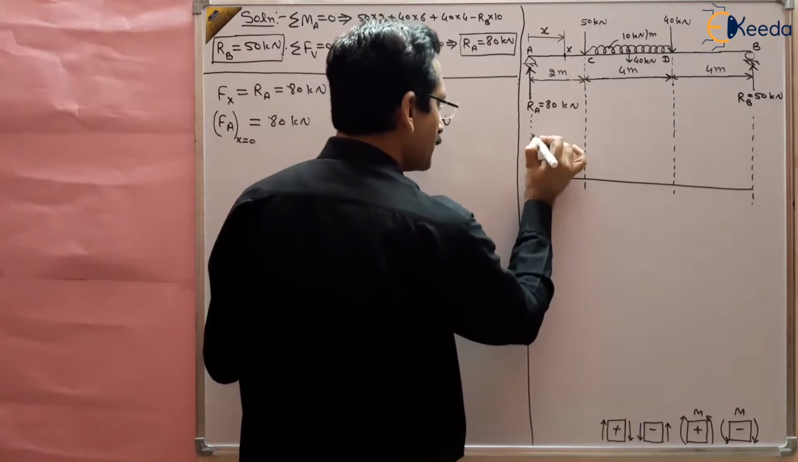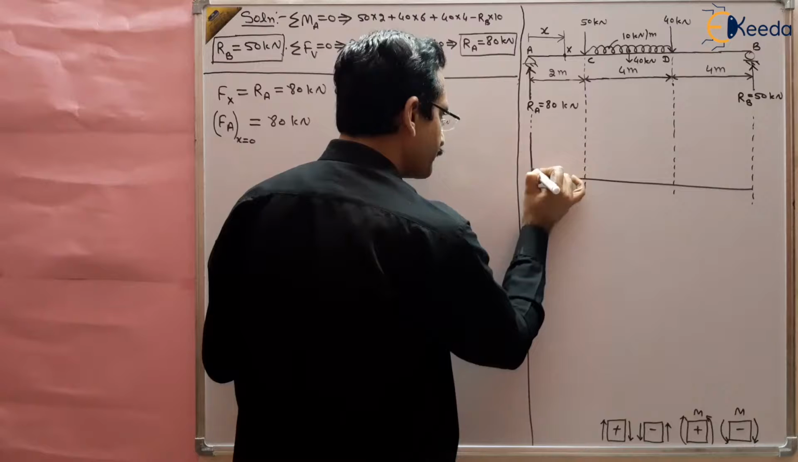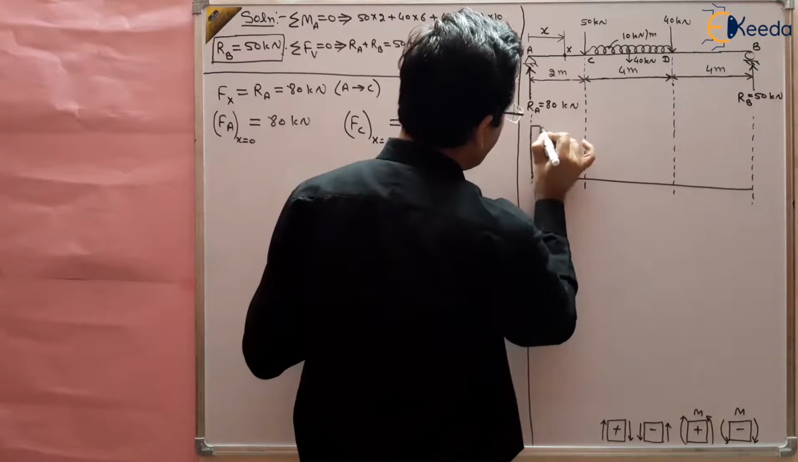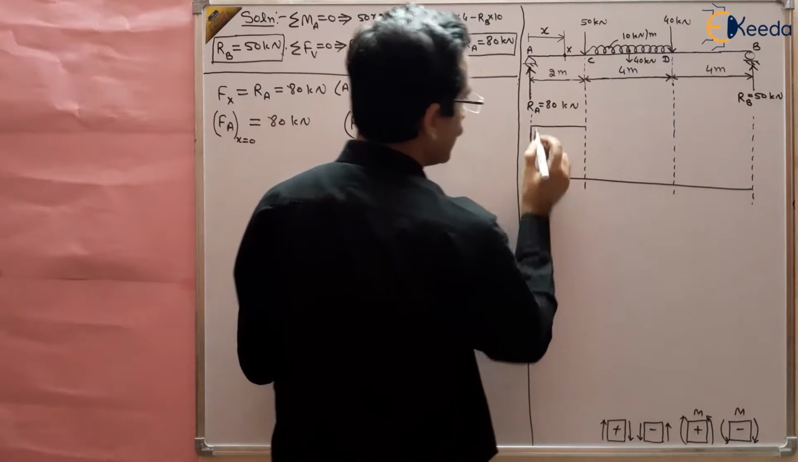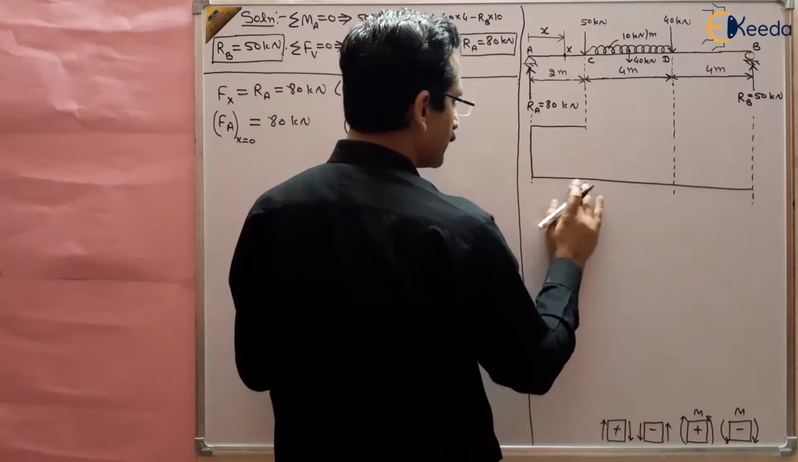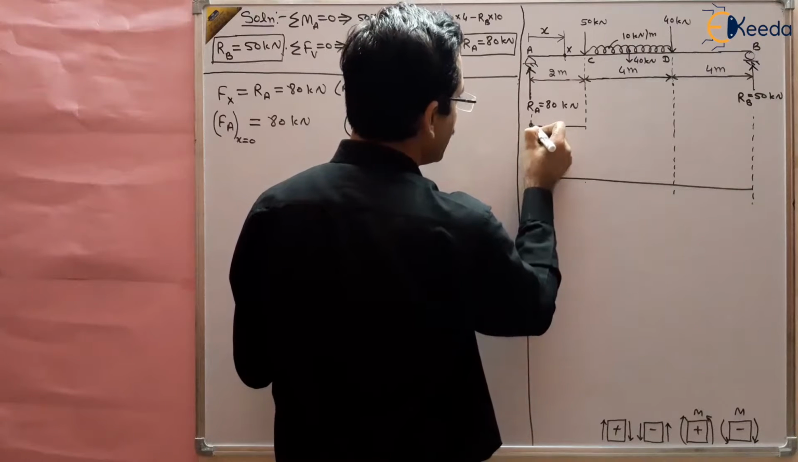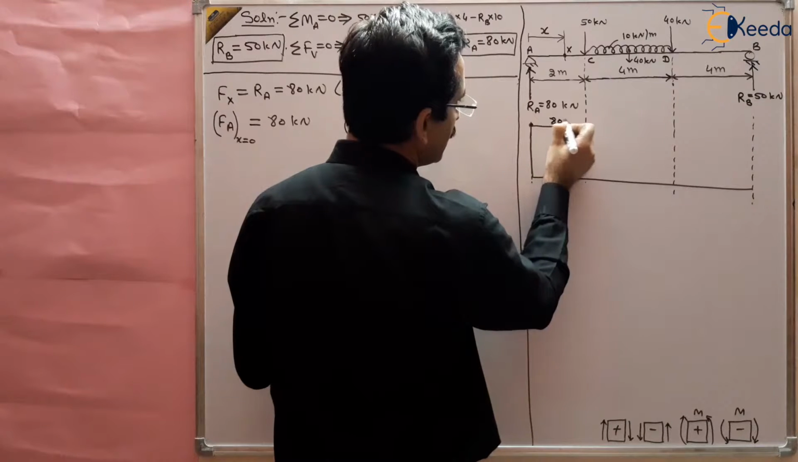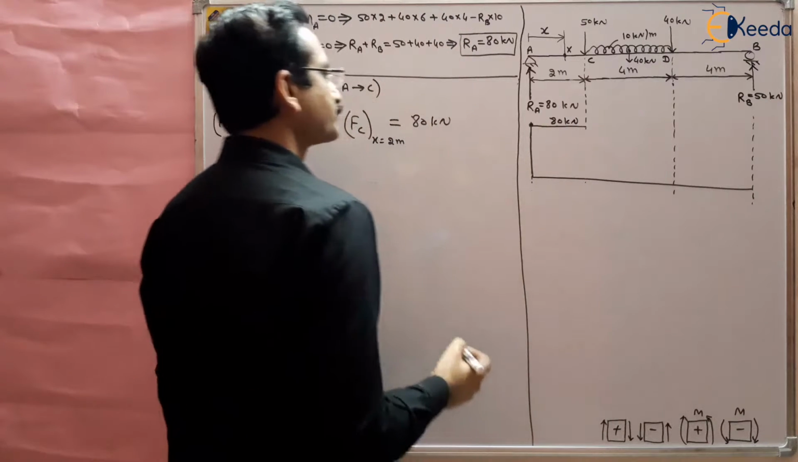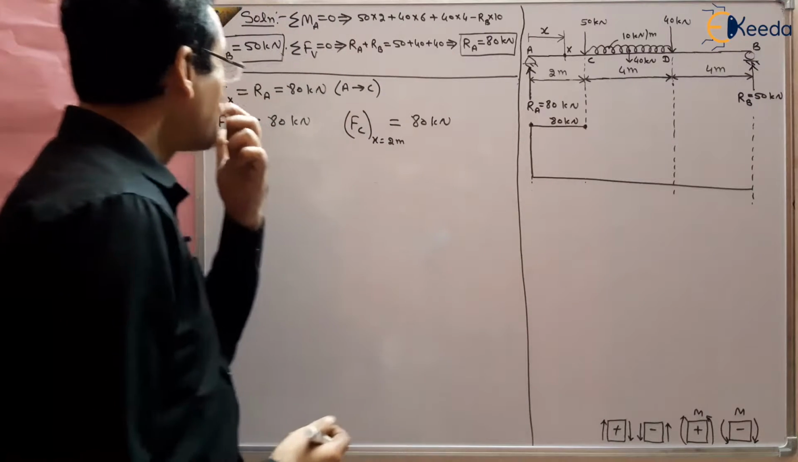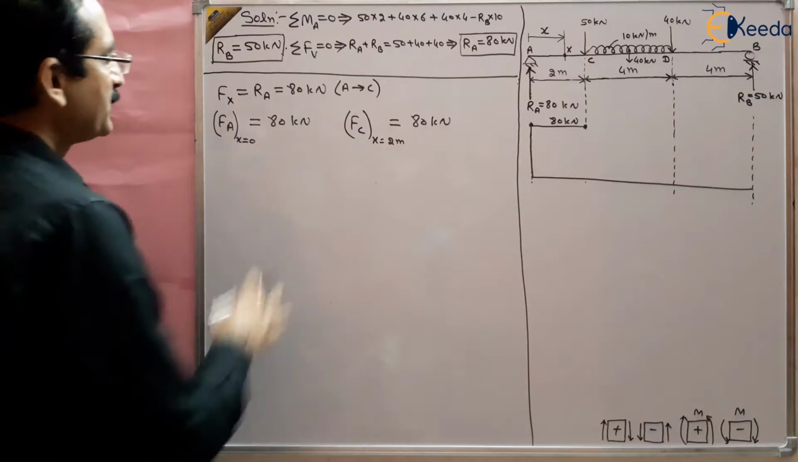So this is, suppose, 80 kilonewton. Draw the 80 kilonewton force from here to here. So this much distance is 80 kilonewton, right? So this point is basically the 80 kilonewton point. This entire line contains the load of 80 kilonewton, right? Now this is one part.